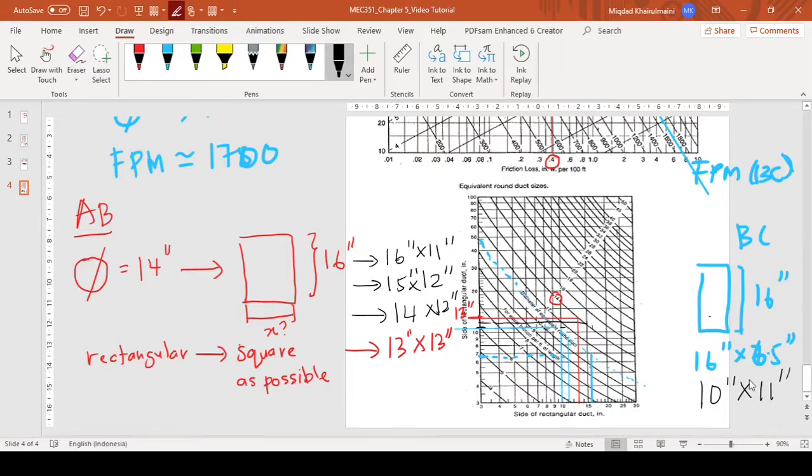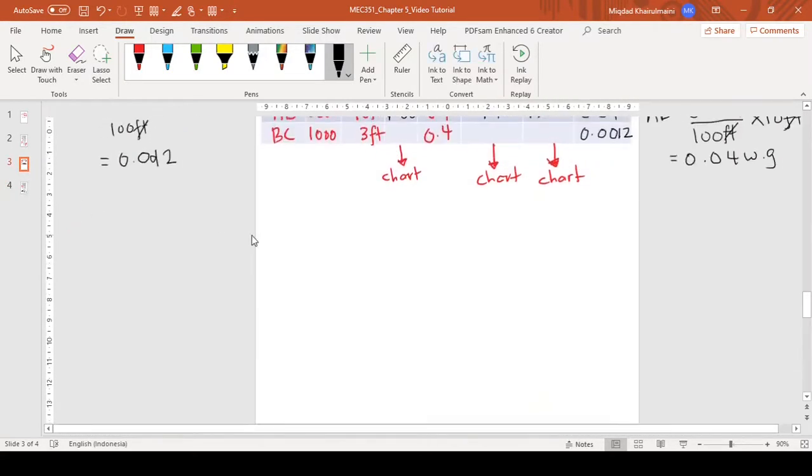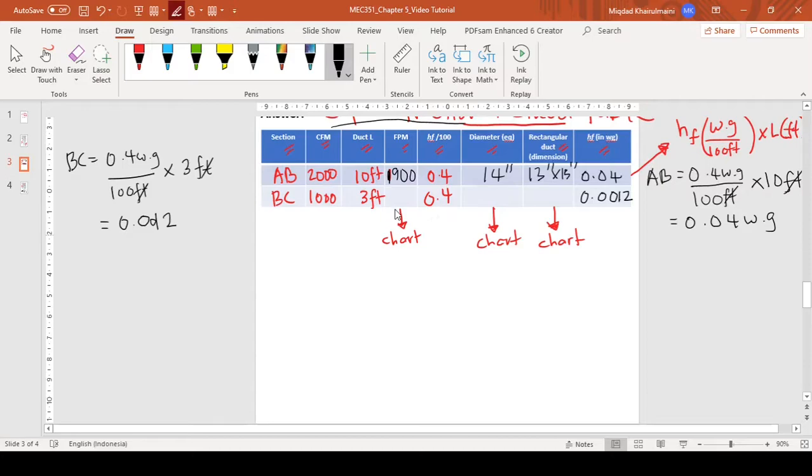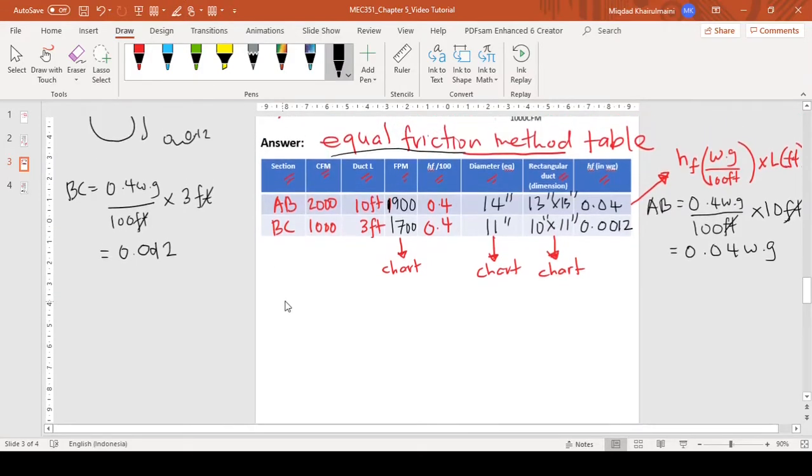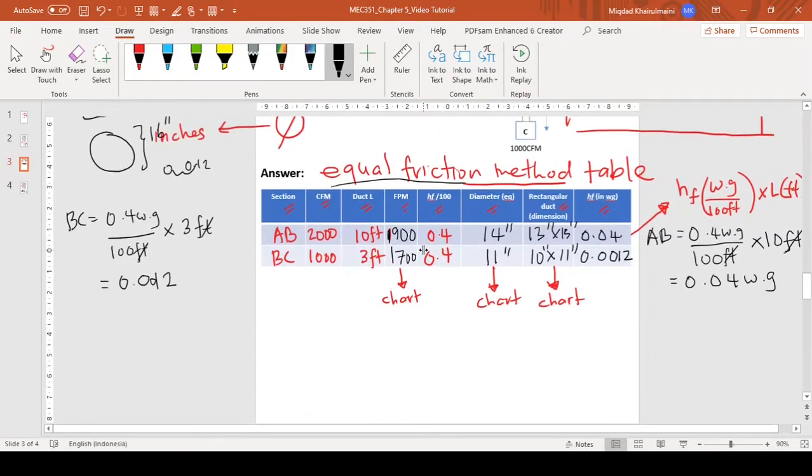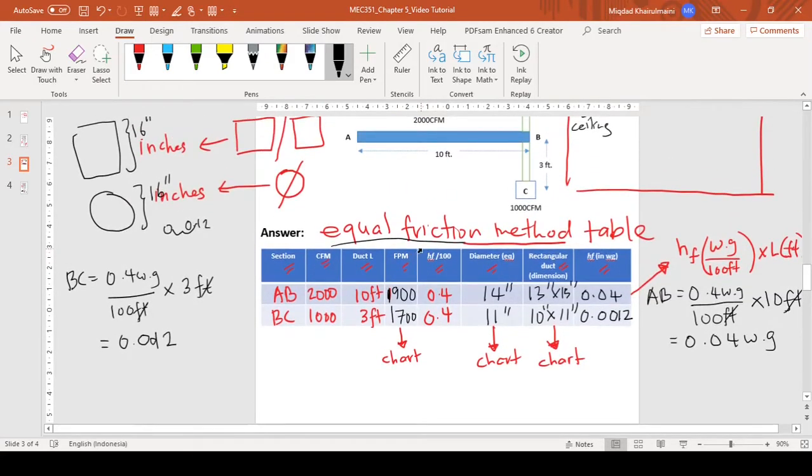Okay, so we can fill in the table just now. For FPM, approximately 1,700. For diameter, 11 inches. And for rectangular duct, 10 inch times 11 inch. So this is the solution on how to fill in the table for the third example involving the equal friction method. So thank you for your attention and have a good day.